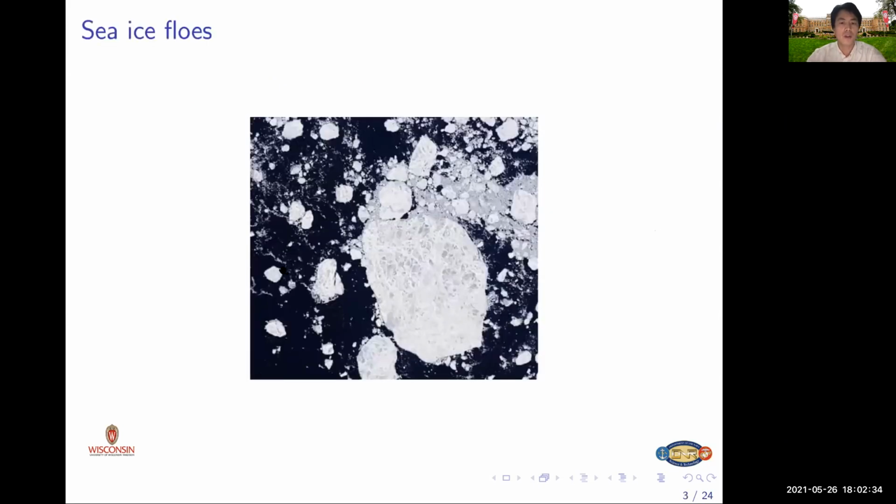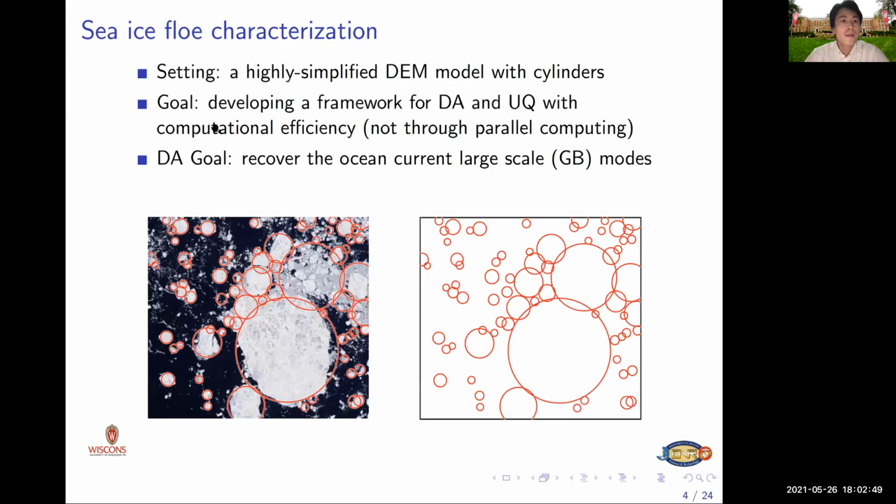Our goal is to simulate the Arctic sea ice floe dynamics. Here is a figure of the Arctic sea ice marginal ice zone. In particular, in this work, we aim to develop a framework for data assimilation and UQ with computational efficiency. We try to gain computational efficiency through a superfloe parameterization, not through parallel computing.